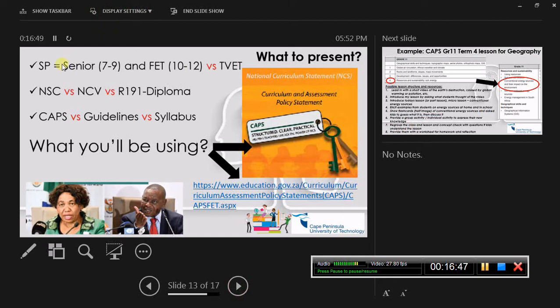You are in senior phase, right? Now senior phase in terms of normal schools, and when I say normal schools, think of uniform, school bell going at 8. That's a normal school. Senior phase is your grade 7 to 9. And in the same breath they have what's called FET, Further Education and Training, and that's grade 10, 11 and 12. As opposed to another institution known as TVET, Technical Vocational Education and Training. Now these are the colleges, right? The ones that don't have uniforms, that don't have the school bell ringing at 8 o'clock and so forth.